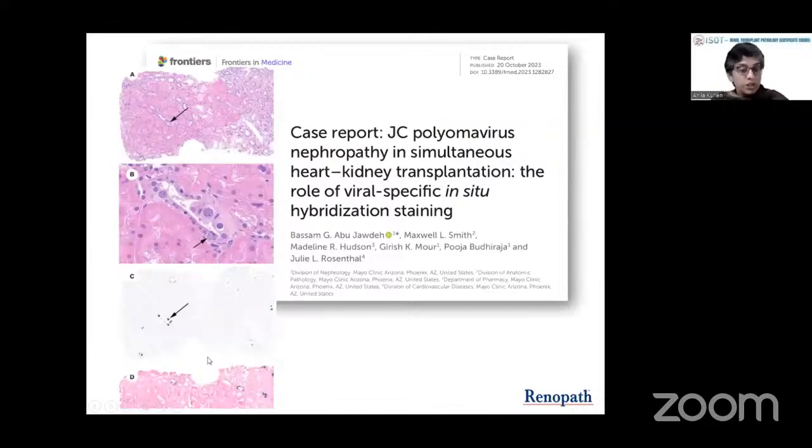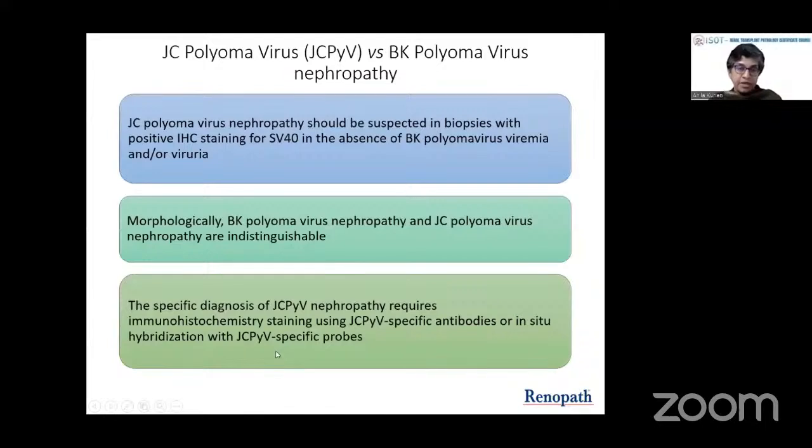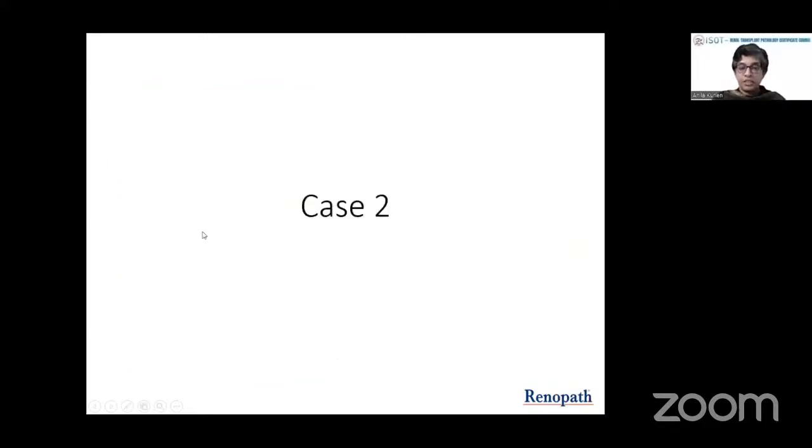The only other way on the tissue, if you want to make an accurate diagnosis, is to do an in situ hybridization, where all these blue cells are the positive ones. The probe was specifically for JC virus, and you can make a diagnosis of JC virus nephropathy. So this is the thing that you need to remember. You should suspect it when IHC is positive but there is absence of virus in the blood and in the urine. Morphologically, you cannot differentiate it, and you need to do the in situ hybridization to differentiate it.